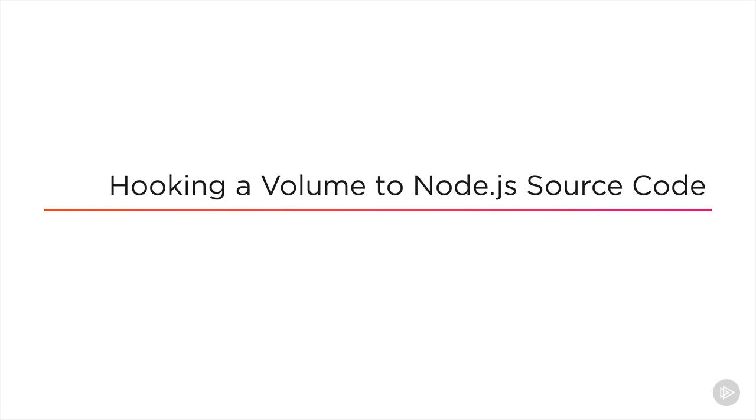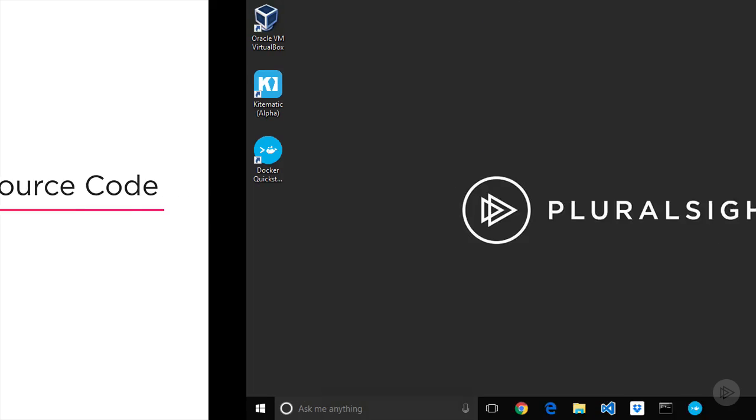In this section, we're going to take a look at how we can get Node.js source code into a running Docker container by using volumes. Now, this source code is actually going to live on our local development machine, but we're going to magically link it into the container using volume support. Let's go ahead and get started here.